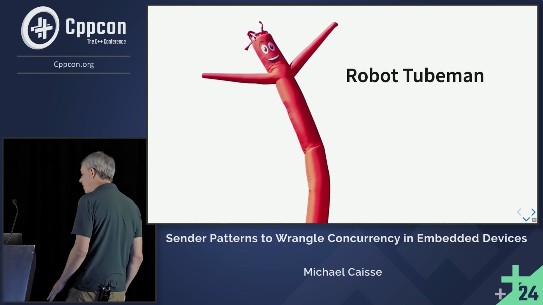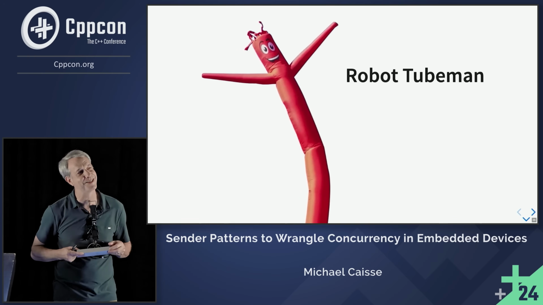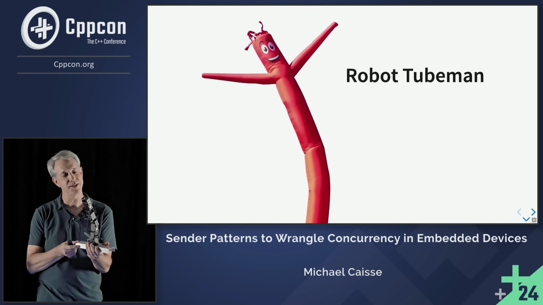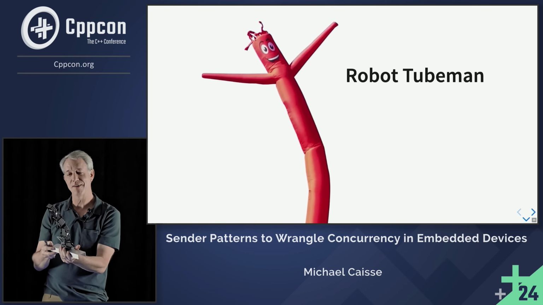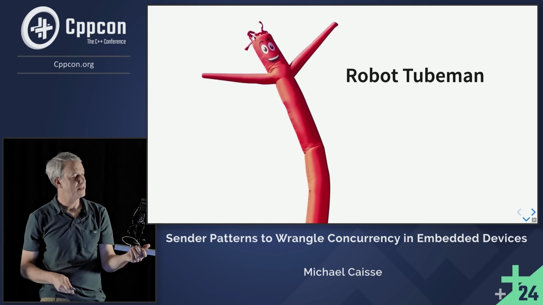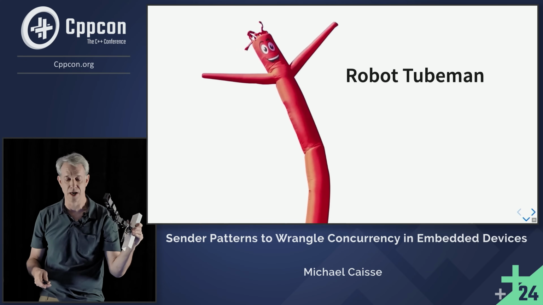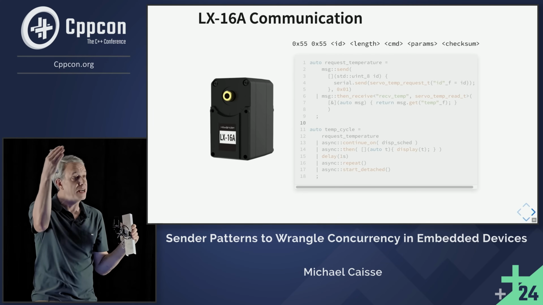Robot Tube Man. Oh, I'm so excited. All right, so this is Robot Tube Man. My son-in-law named it. He said, it's like one of those Tube Man things that just waves in the wind. And I'm like, okay, that's pretty cool. Robot Tube Man. So it's just a whole bunch of servos that are attached, and these servos communicate, daisy chained one to another.